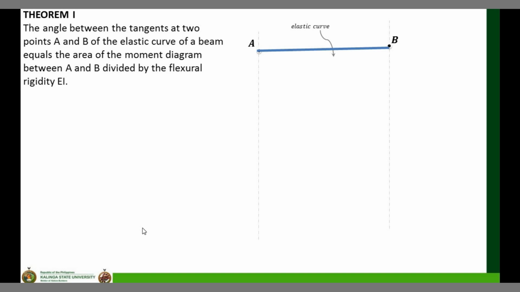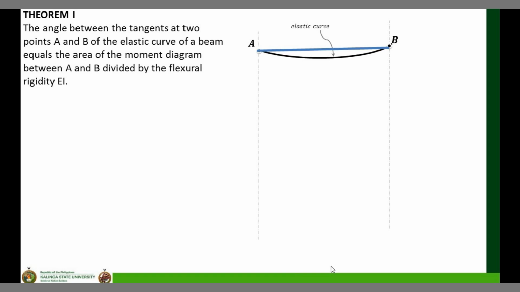So for theorem 1, the angle between the tangents at 2 points A and B of the elastic curve of a beam equals to the area of the moment diagram between A and B divided by the flexural rigidity EI. What do this theorem 1 mean? Let's say you have your beam AB. So if I'm going to draw my elastic curve, again, yung elastic curve natin, that is an exaggerated diagram.